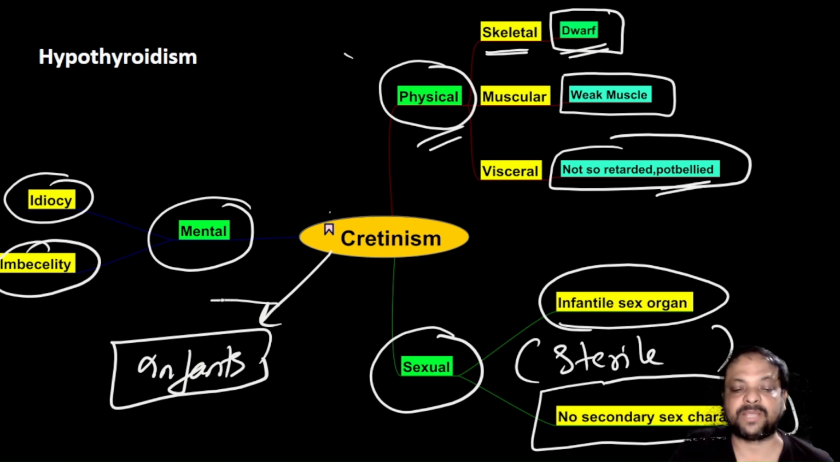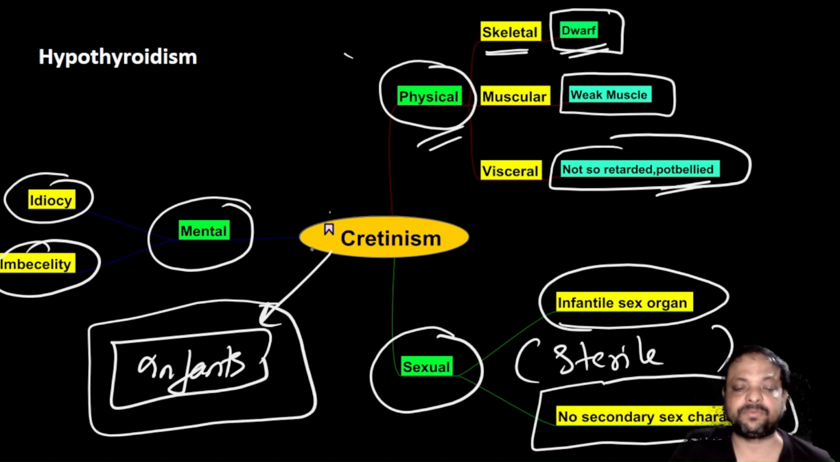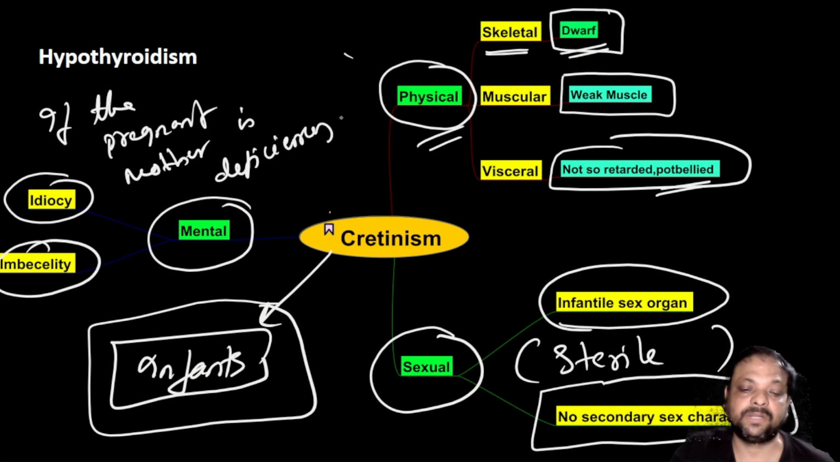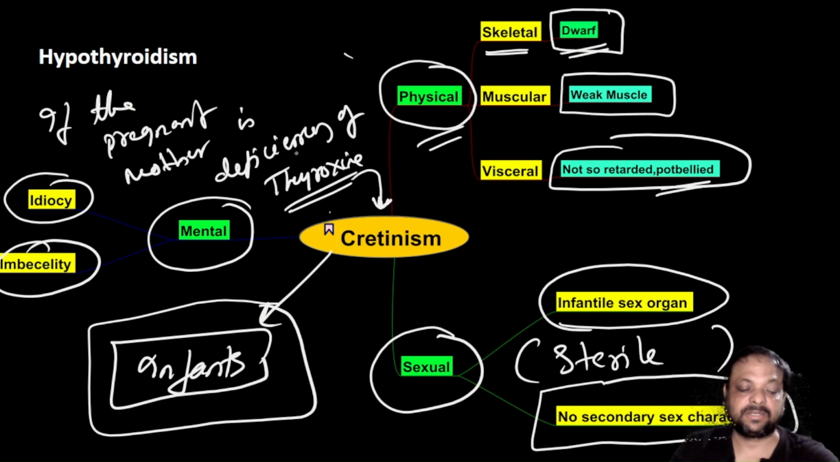So cretinism is normally found in infants when the pregnant mother is deficient of thyroxine. If the mother is deficient of thyroxine hormone, then this disease is found in her baby. Got it? So this is the first disease, that is called cretinism.